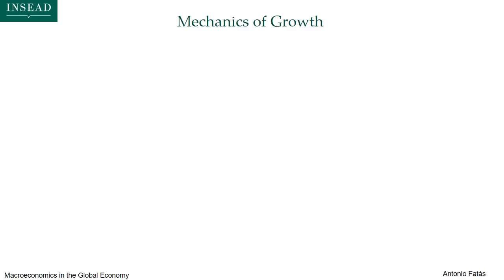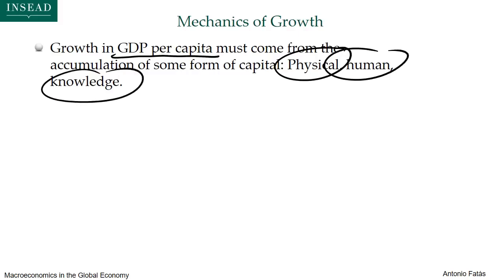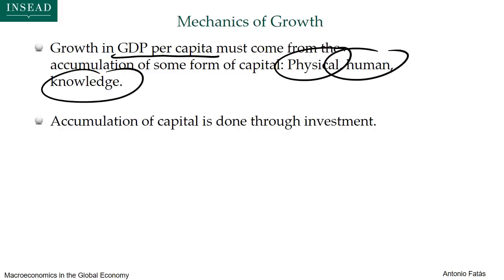Now, as a summary of what we said, growth in GDP must come from adding either factors of production or quality. If we fix population and think about growth in GDP per capita, so we're not simply adding population to grow GDP, well, growth must come from the accumulation of some form of capital, either physical, human, or knowledge. Accumulation of capital is done through investment. So our hypothesis is going to be that investment must matter for growth.